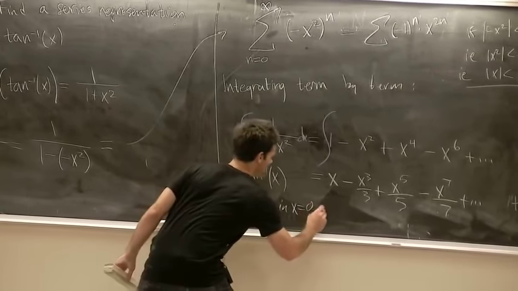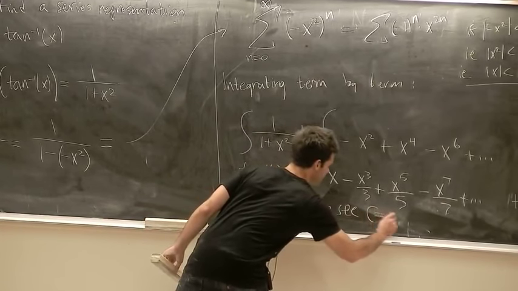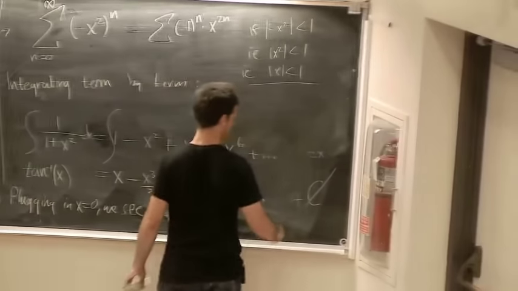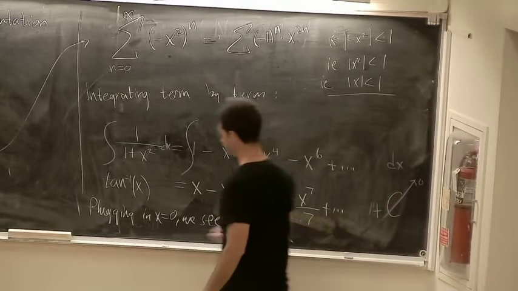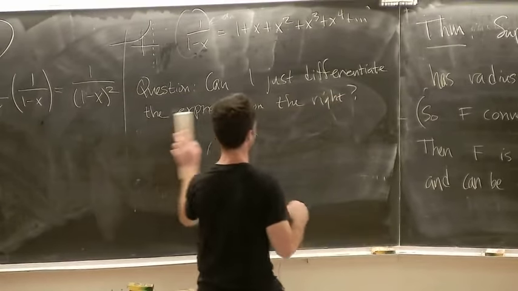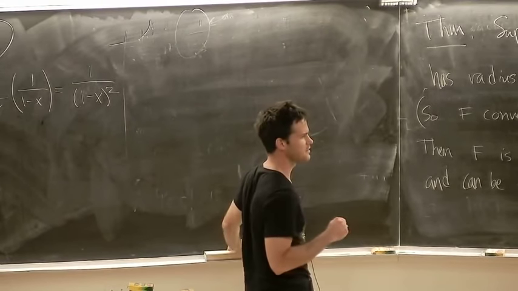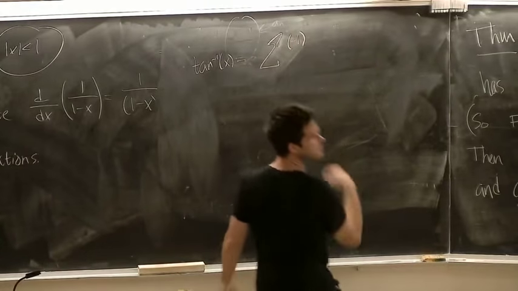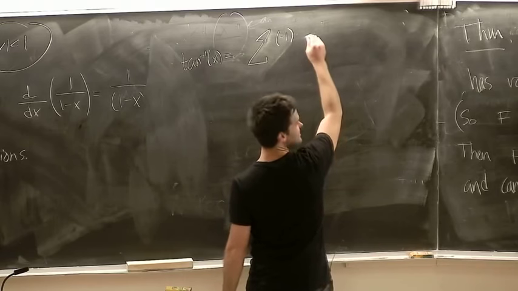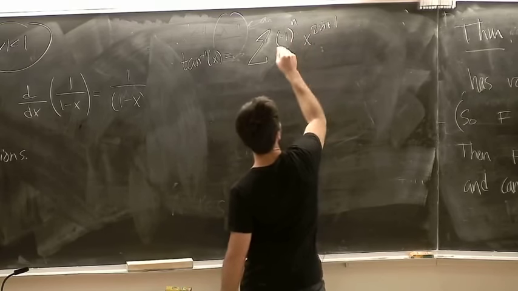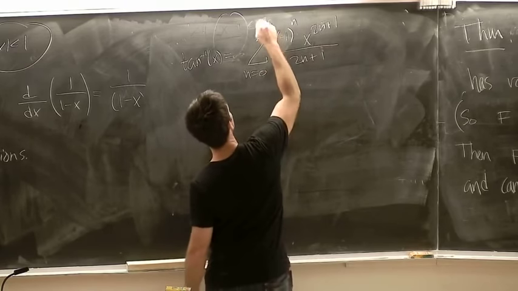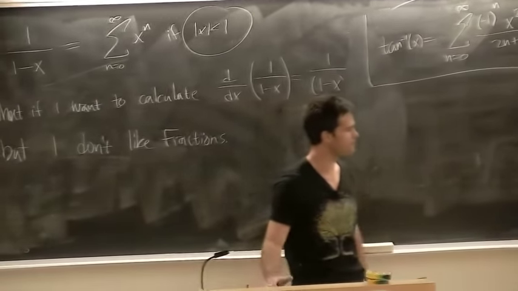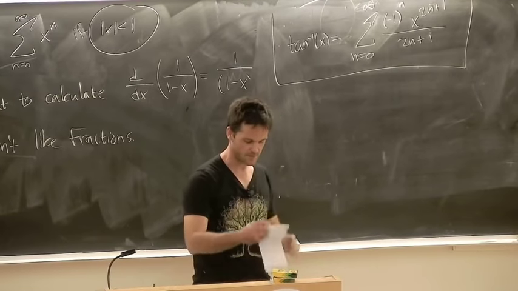Plugging in x equals 0, we see that c is equal to 0. Okay, so I can just get rid of this guy. And actually, we're pretty much done. That's the whole example. So tan inverse of x is the sum of, I guess, negative 1 to the n times x to the 2n plus 1 over 2n plus 1, from n equals 0 to infinity. All right, so we set out what we were tasked to do, which was find a formula for tan inverse. And wow, I can't believe I finished all my stuff this early.